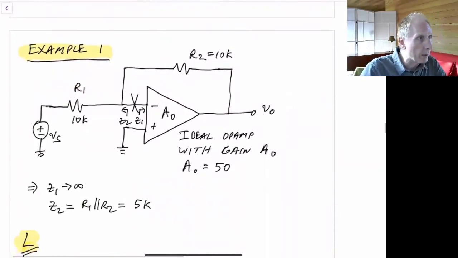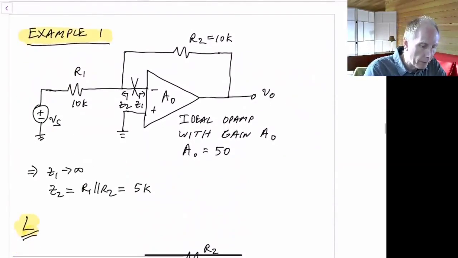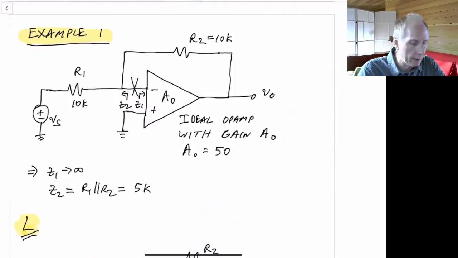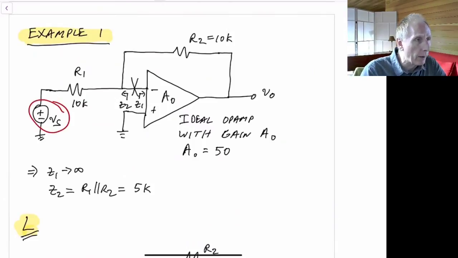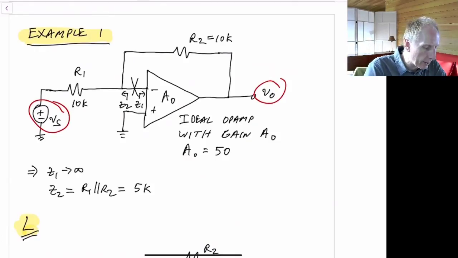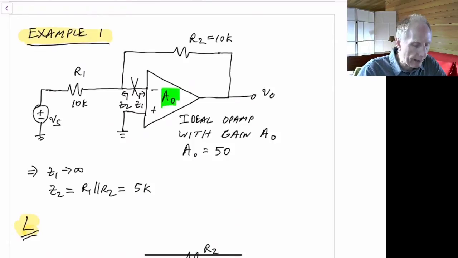So here's our first example here. In this case, we have an inverting amplifier configuration. We have our input V sub S on the left, the output V out, and we're going into an inverting gain stage with an op-amp.